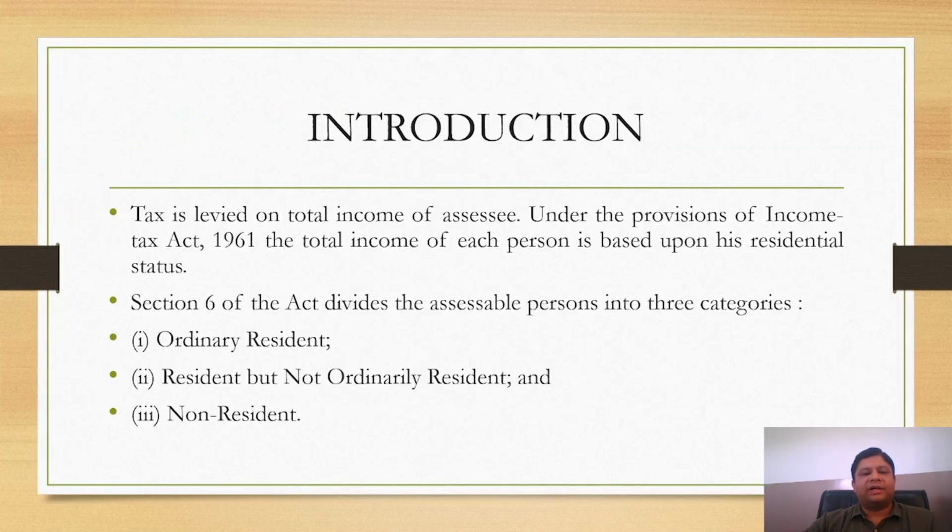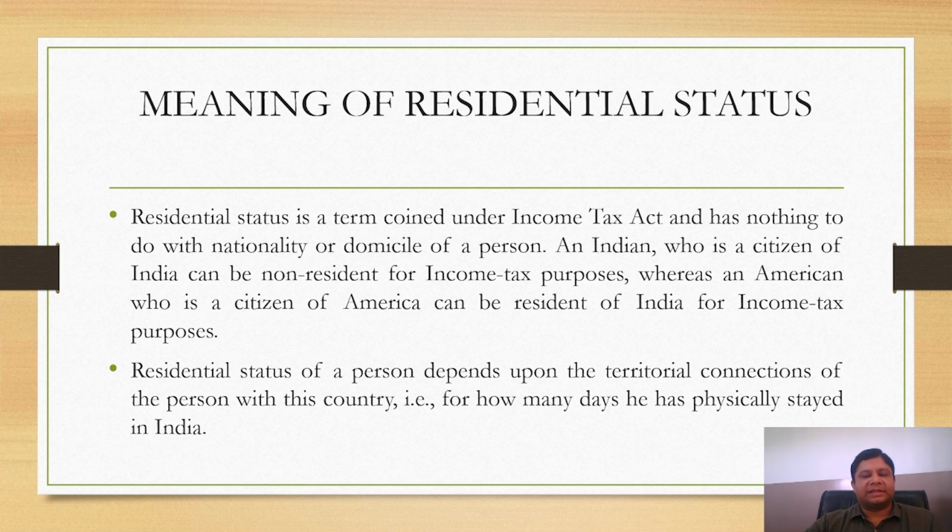So tax is levied on total income of the assessee, as we all know. Under the provisions of the Income Tax Act 1961, the total income of each person is based upon his residential status. Section 6 of the Act divides the assessable persons into three categories. First, ordinary resident. Second, resident but not ordinary resident. Third, non-resident.